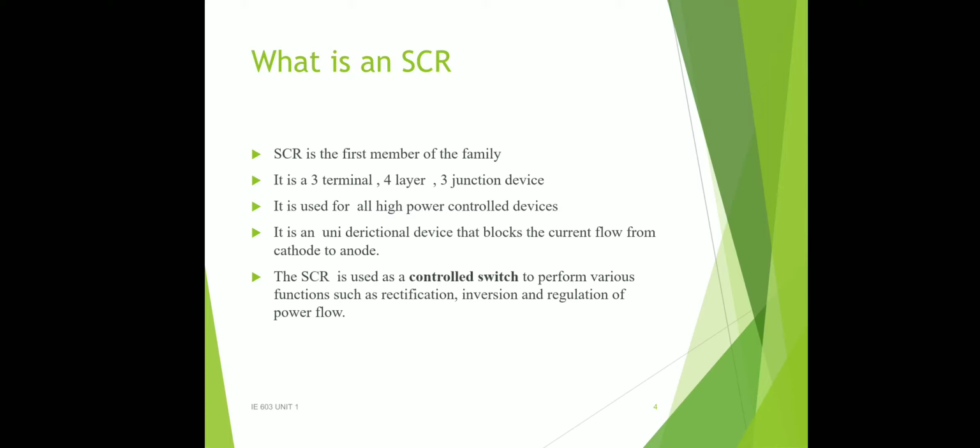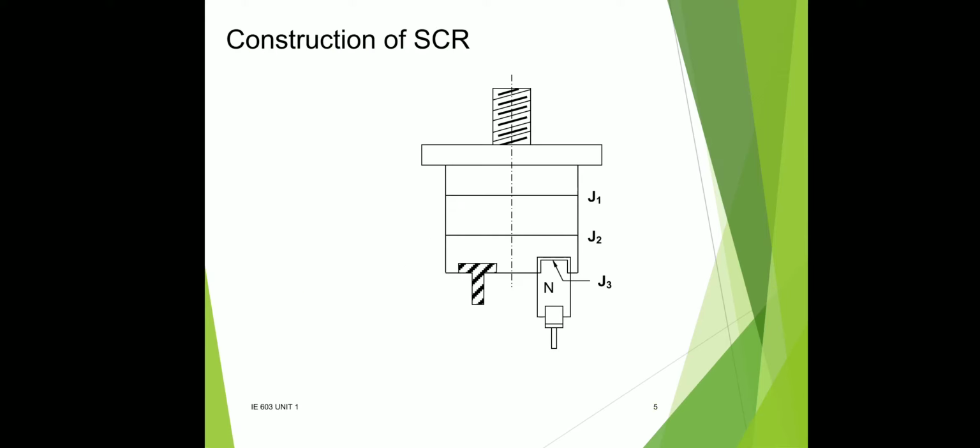We know a few semiconducting devices like the PN junction diode, BJT, FET, and so on. The PN junction diode is a unidirectional device, and this SCR is also a unidirectional device. It allows the current from anode to cathode, and it blocks the current from cathode to anode. As the SCR is a 3-terminal device, the terminals are anode, cathode, and gate. The main application of this SCR is as a control switch to perform various functions such as rectification, inversion, and regulation of the power flow.